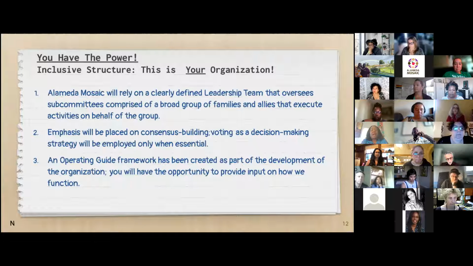An operating guide framework has been created as a part of the development of the organization. You will have the opportunity to provide input on how we function. Next slide, please.